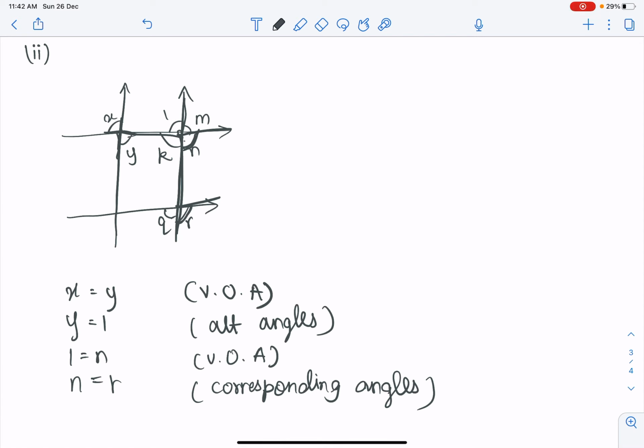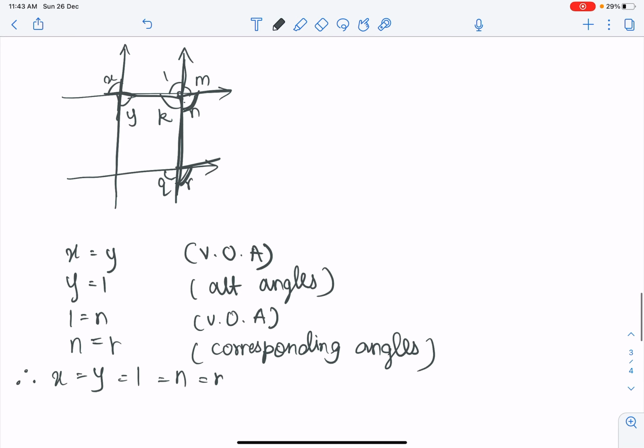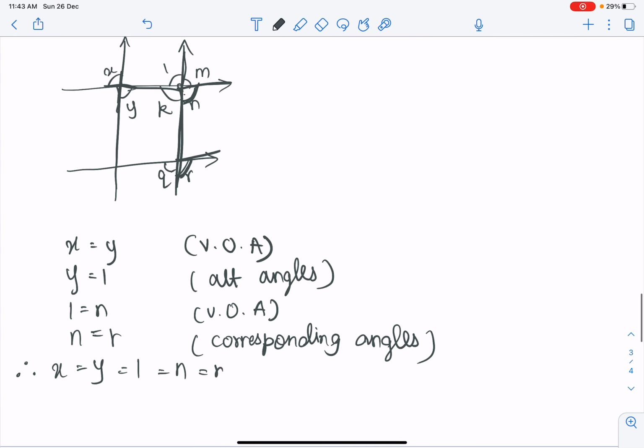Then R is equal to anything? No. R cannot be equal to anything now. So here you will end your statement and you'll write X is equal to Y is equal to L is equal to N is equal to R. But still some are remaining. Which ones are remaining? M, K and Q, right?